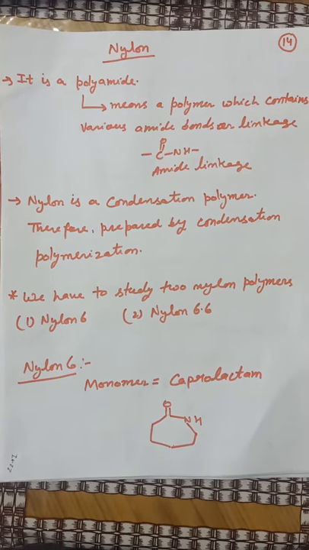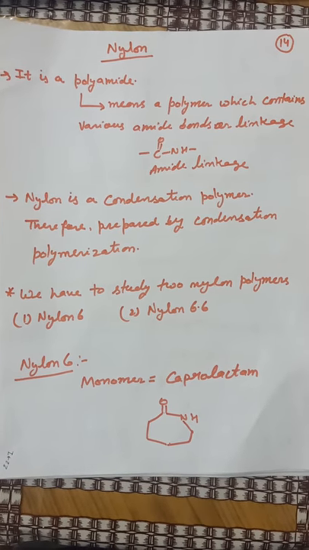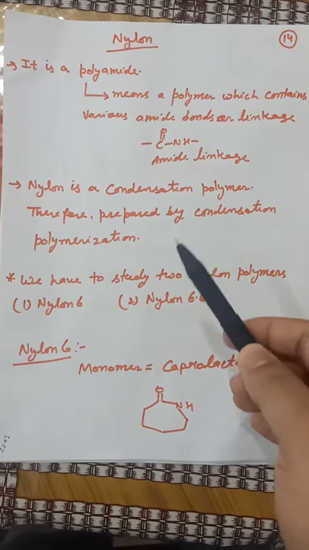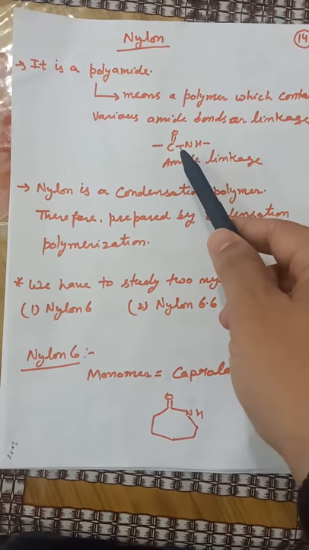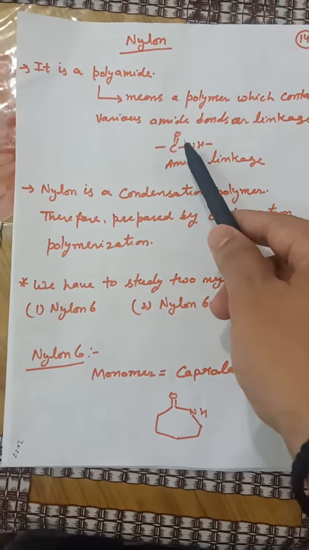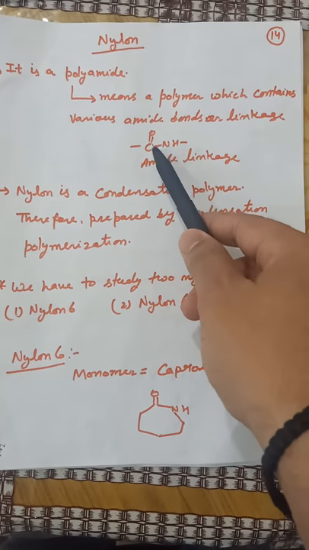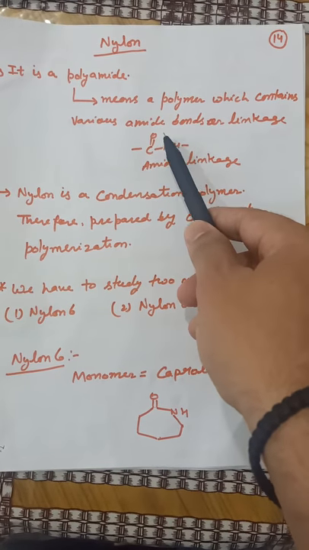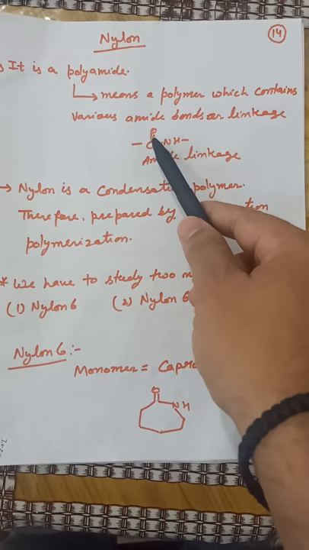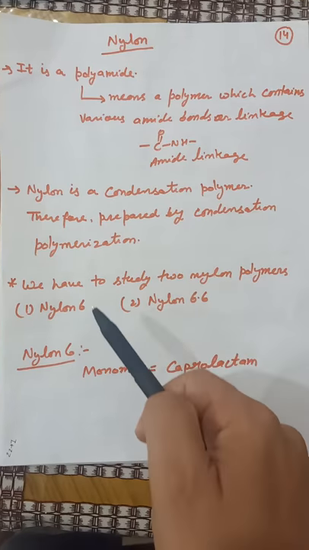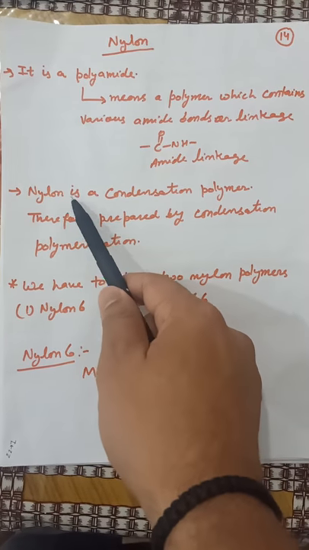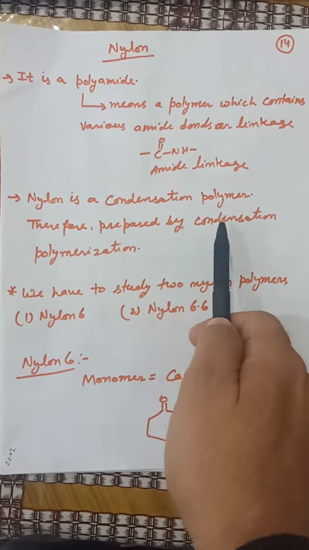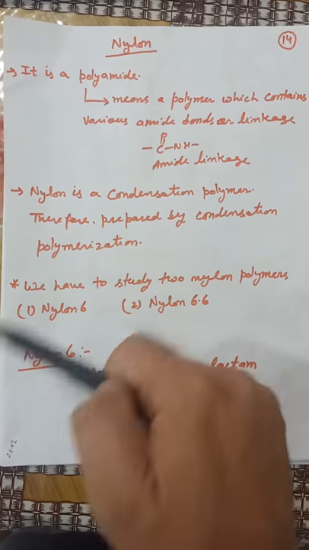Okay, then next polymer is nylon. It is a polyamide, and polyamide polymers are those polymers which contain multiple amide bonds or amide linkages. This is known as the amide linkage. One is the CO group, the carbonyl group, and this is the NH group. And this linkage or this bond is known as the amide bond or amide linkage. Okay, this nylon is a condensation polymer, and therefore it can be prepared by condensation polymerization.